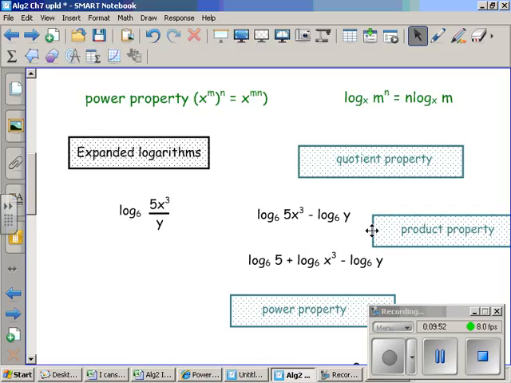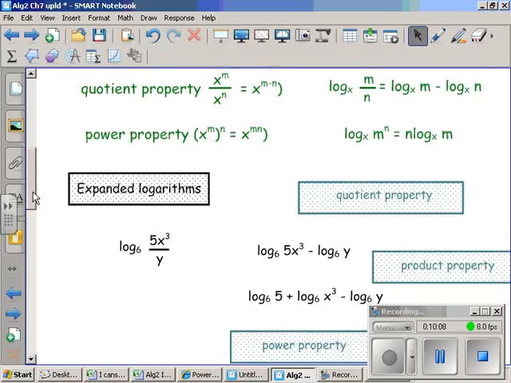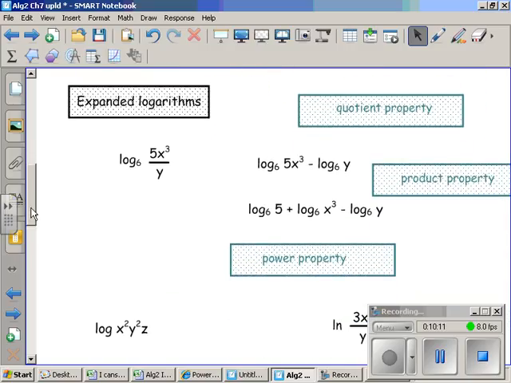Wait, why is that an addition? Yeah, I don't really get that either. Multiplication, did you write your rules down? When you multiply, you add them together. When you divide, you subtract. When you raise a power to a power, you multiply. So, back here, we're multiplying 5 and x cubed. Those two things next to each other mean multiply. So, because they're being multiplied, I can divide them up into an addition problem: log base 6 of 5 plus log base 6 of x cubed.